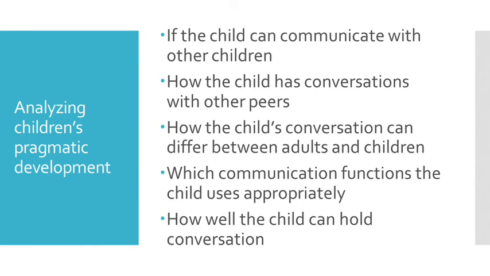So far, we took a look at the building blocks of pragmatic development. Now, we can use our knowledge in analyzing children's pragmatic development to see if the child can communicate with other children, how the child has conversations with other peers, how the child's conversation can differ between adults and children, which communication functions the child uses appropriately, and how well the child can hold conversation. In addition, you can also take a look at how the child uses extra-linguistic cues.